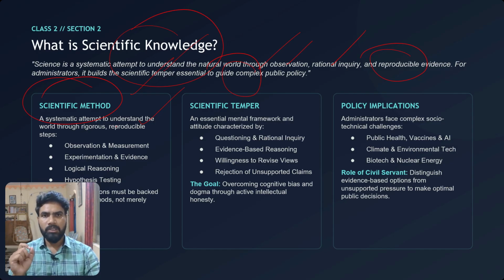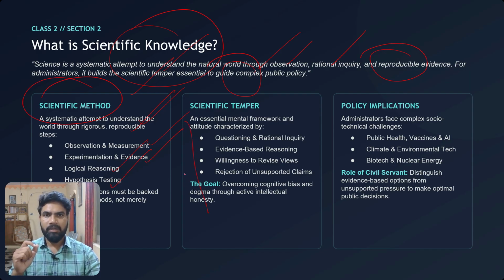So if you see what a scientific method is, it is a systematic attempt to understand the world through rigorous, reproducible steps like observation and measurement, experimentation and evidence, logical reasoning, hypothesis testing. All these steps are involved in the scientific method.